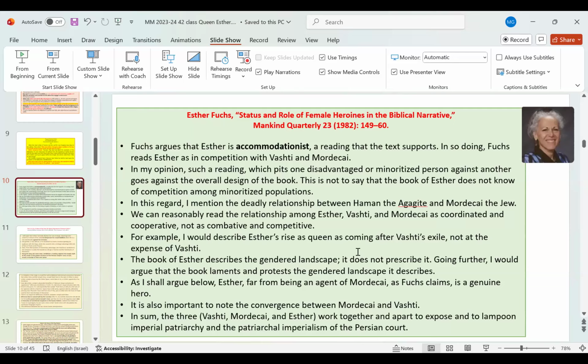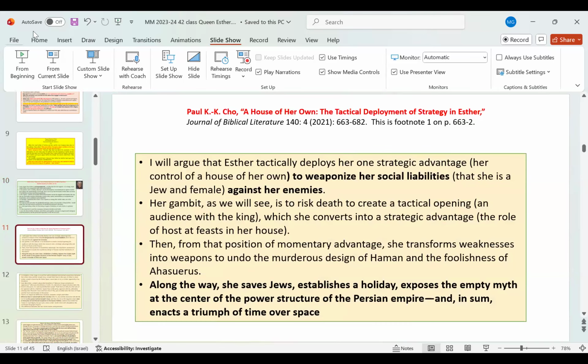So that Esther, rather than being an agent of Mordecai, is actually a heroine or a hero. Okay? I think that's very, very interesting. So the whole description of them works together to make fun of patriarchy and also the imperialism of the Persian court. Would any of you like to comment on that? Because she's basing, let me just stop sharing for a second.